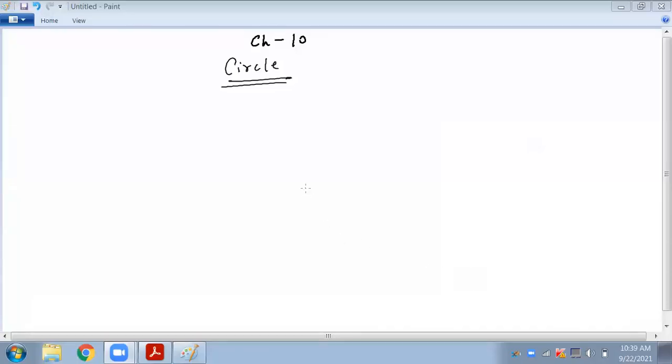Today we're going to see chapter 10. The chapter is about circles, and what we're going to see in the chapter is about tangents to a circle. Okay, now look at this.